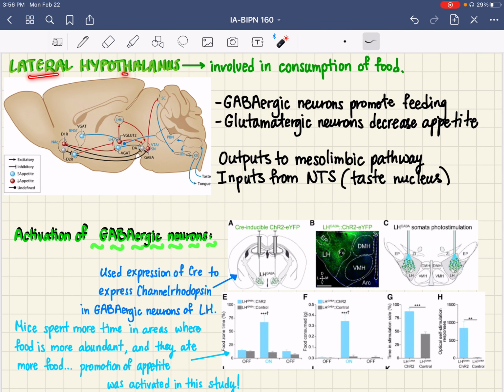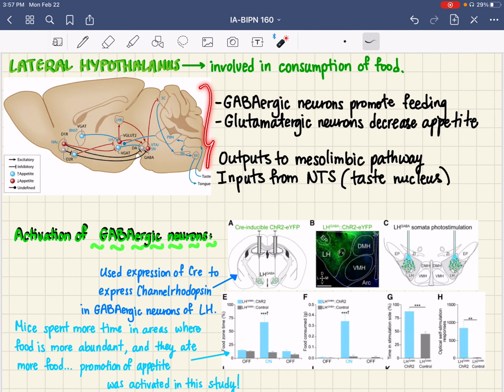So the lateral hypothalamus is another nucleus in the hypothalamus. Short is LH, and this nucleus is also responsible for appetite, and in specific, it is strictly involved with the actual consumption of food. Okay, and just like the arcuate nucleus, there are 2 types of neurons in this lateral hypothalamus. There are GABAergic neurons and there are glutamatergic neurons. This is something that you want to memorize, so here it is. GABAergic neurons promote feeding or promote appetite, and glutamatergic neurons decrease appetite or they decrease feeding.